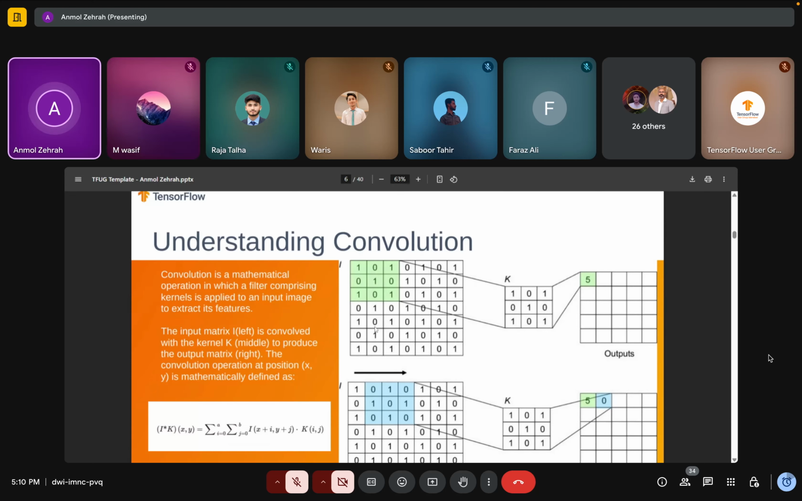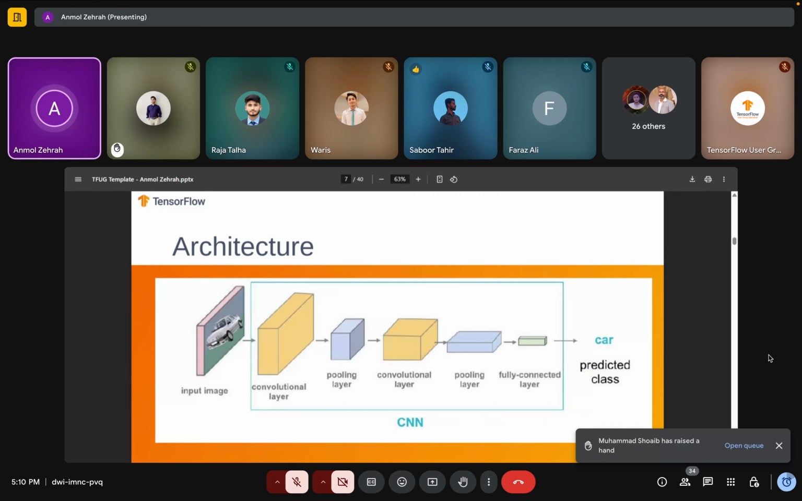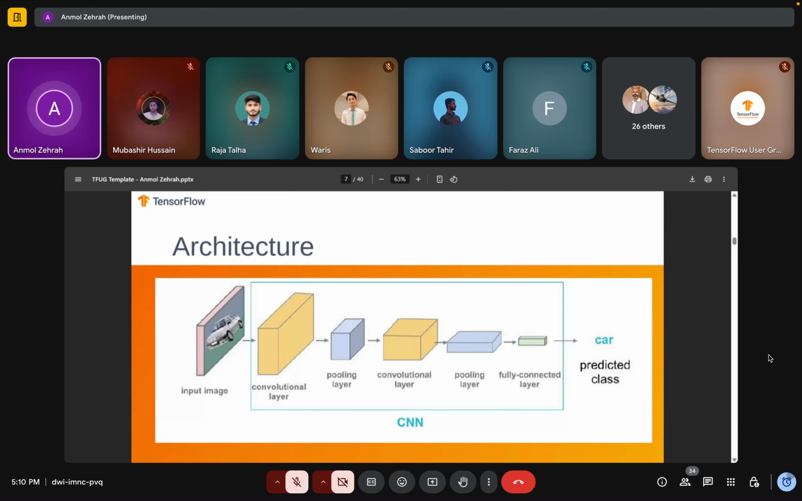And you can also see how the formula is given for the convolution operation. Now, quickly, let's go on to the architecture of a CNN. Here I have a visual walkthrough of how a CNN will process an image. In this case, we are identifying a car.